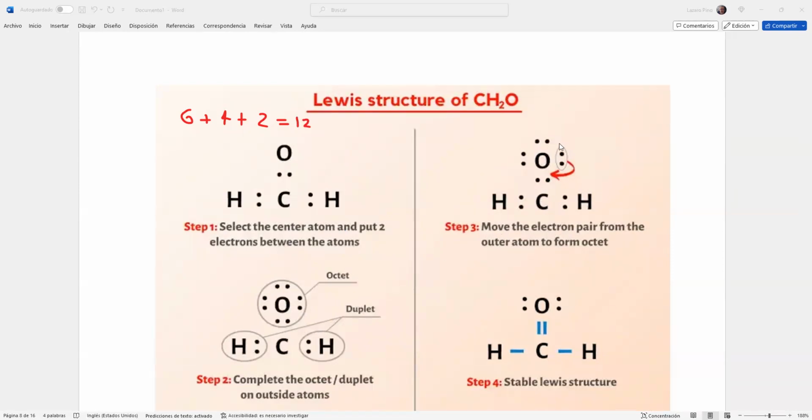And look at this. Now this atom has the octet rule, but this carbon does not have the octet rule. How can you get the octet rule for carbon? By making a double bond this way. Now you have 8 electrons, 2 electrons for hydrogen and 2 electrons for hydrogen. And this is a stable Lewis structure for this molecule. You can stop the video and watch it again.